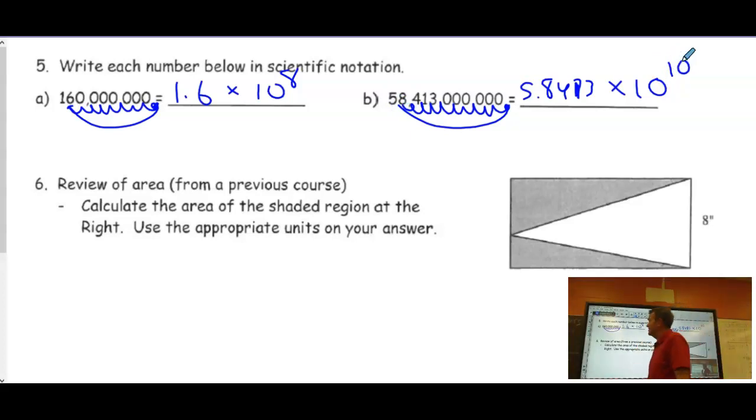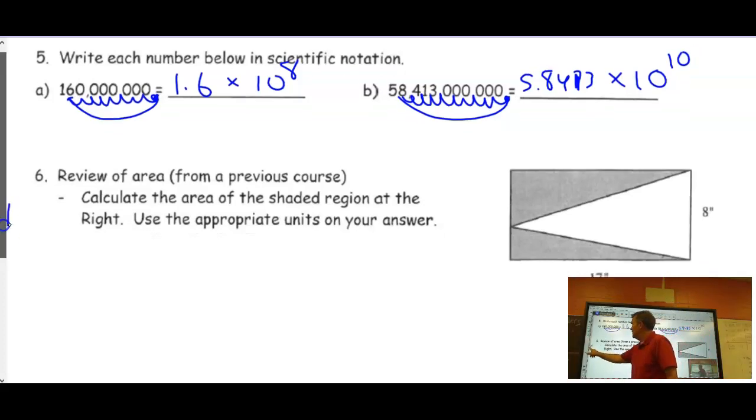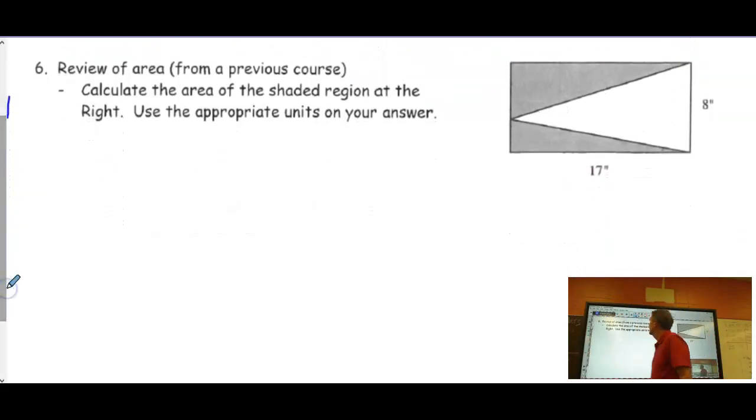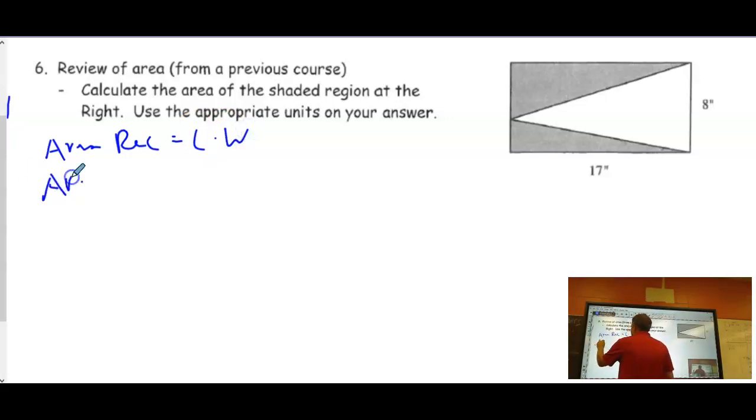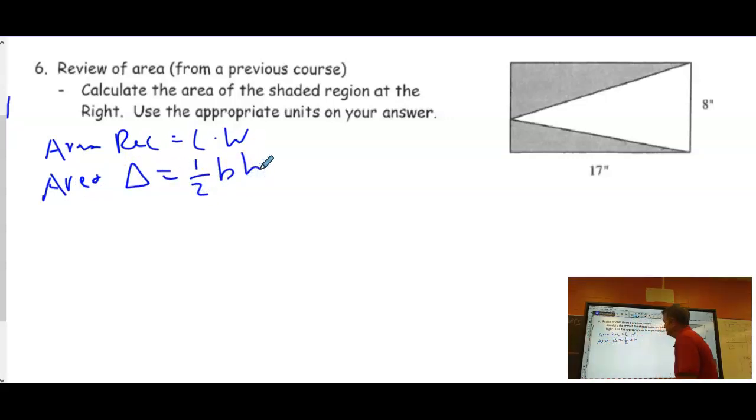And finally, we get to the area problem. Probably my favorite problem on here. All right, so there's two things you need to remember. The area of a rectangle is equal to length times width. The area of a triangle is 1/2 times the base times the height.